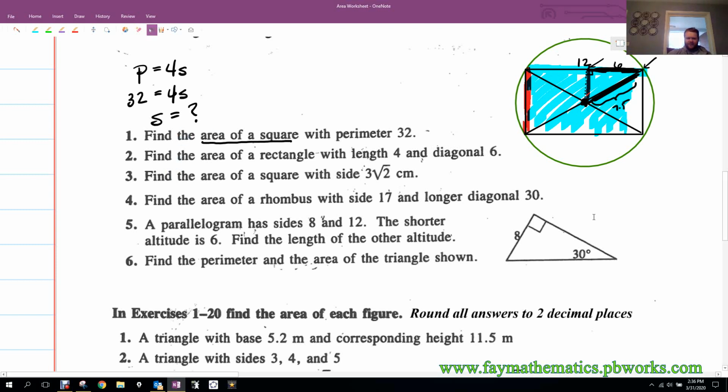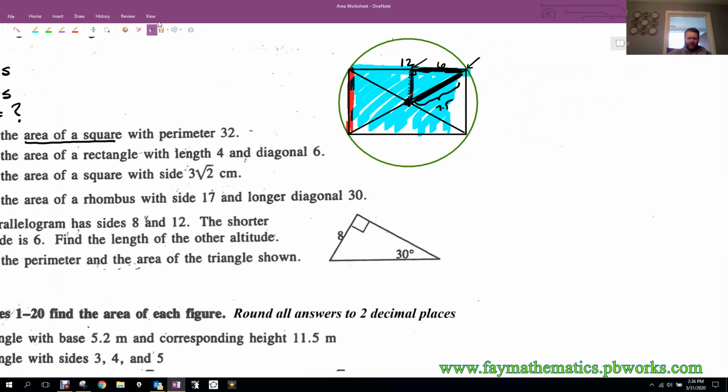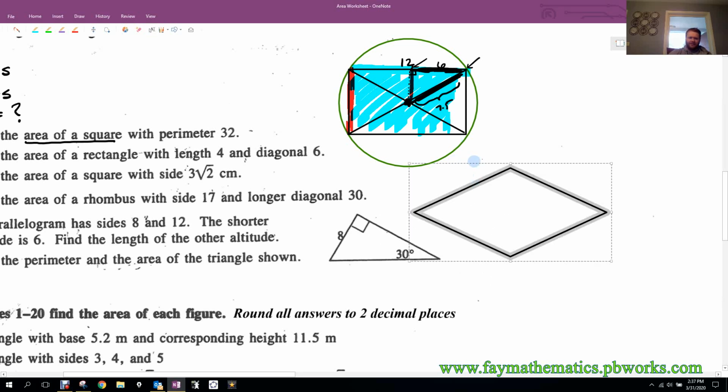Number 4 down here says find the area of a rhombus with a side of 17. Remember, the definition of a rhombus is that all the sides are the same length. So if that's my rhombus, side of 17, 17, 17, 17. Okay. Remember, area of a rhombus is 1/2 diagonal 1 times diagonal 2.